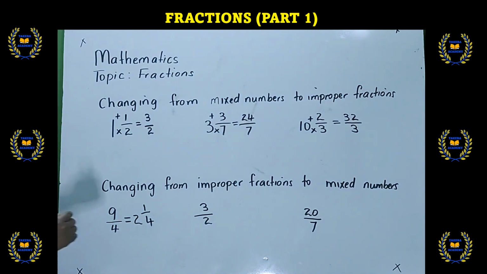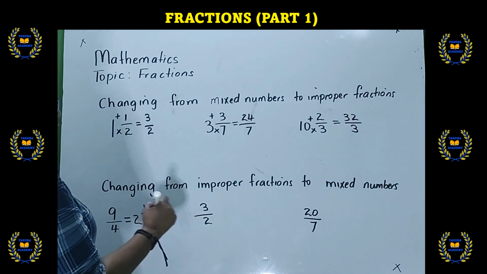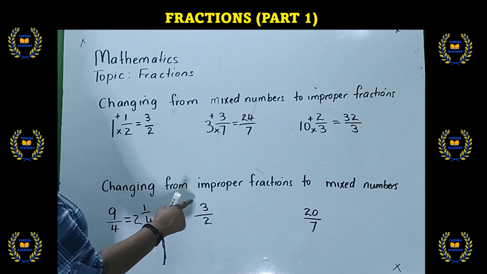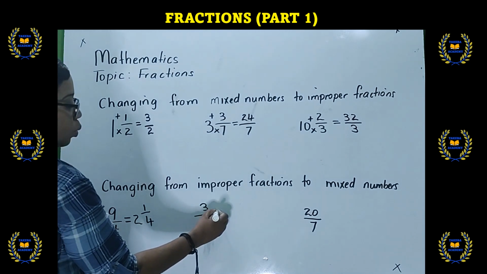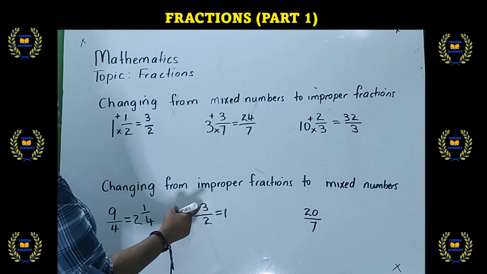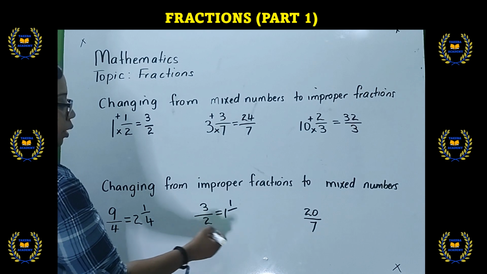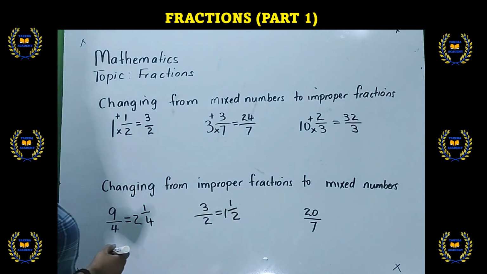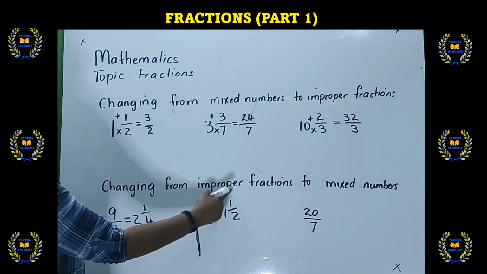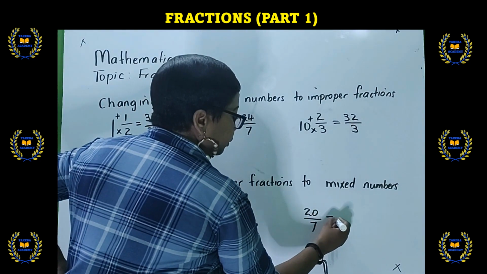Okay, let's do the second one. Again, remember we're dividing the numerator by the denominator. So how many groups of 2 can we get out of 3? Right? So 3 divided by 2 is 1, and that's our whole number. How much is left when we take out the group of 2 out of 3? 1 is left, and that goes over our denominator. So the answer is 1 1/2. Remember, our mixed numbers, there's a whole number and a fractional part. Okay? Let's do our third example.